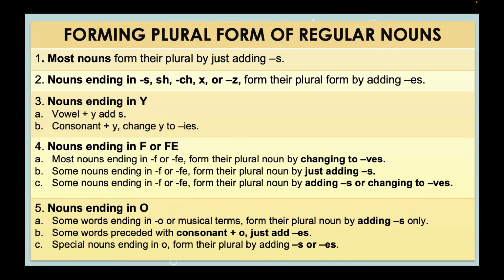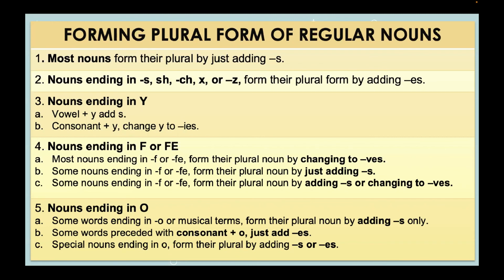We have also discussed five major rules about regular nouns. First is that most nouns form their plural by just simply adding S, but nouns ending in S, SH, CH, or X form their plural by adding ES. Nouns ending in Y may change depending on if the word is preceded by a vowel plus Y, add S. If it's consonant plus Y, change Y to I and add ES.